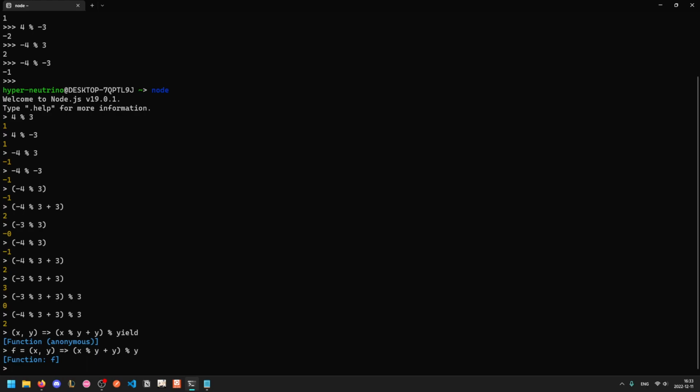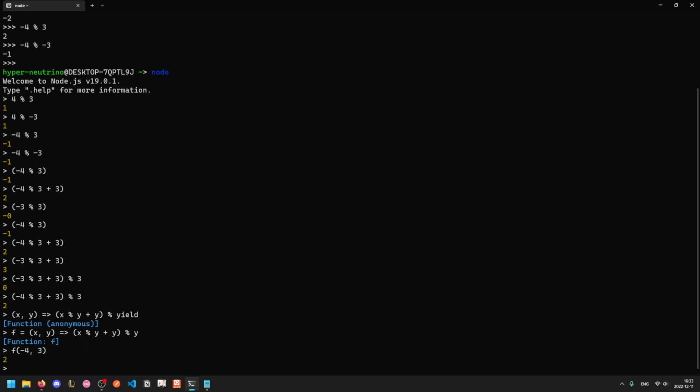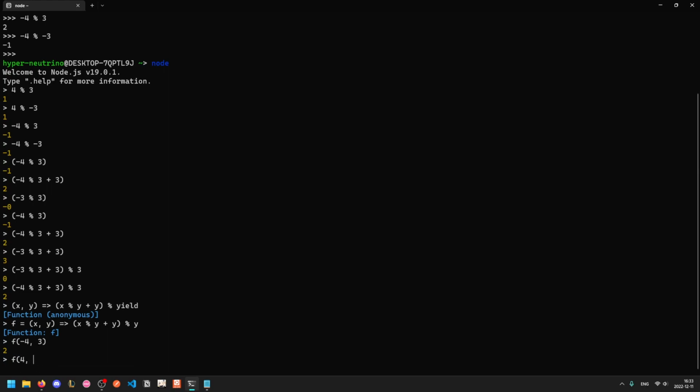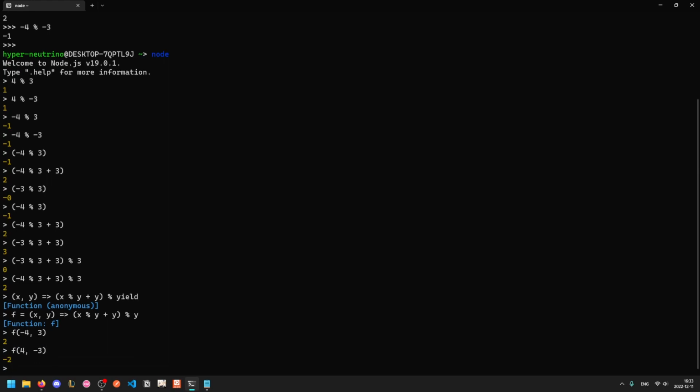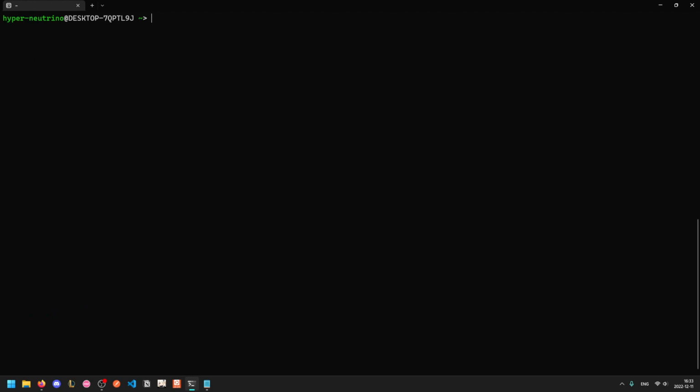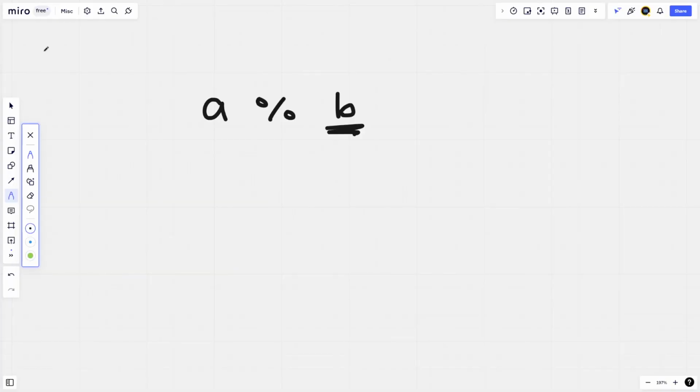So that's our function. If we do f of negative 4 and 3, we get 2. And similarly, if we do f of 4 and negative 3, we get negative 2. I believe C and C++ also use a similar operator to JavaScript. So does Java, I think. You should check for the language you're using though. So those are the two variants of modulo. And for the remainder of this, we'll only be talking about the Python type. But actually it shouldn't matter because I think I won't be using negative numbers.